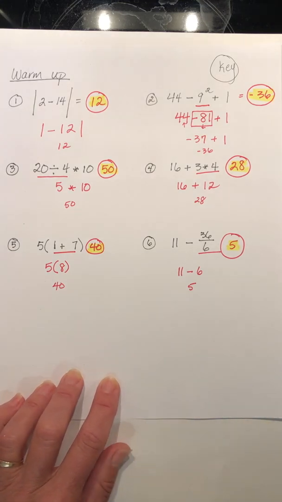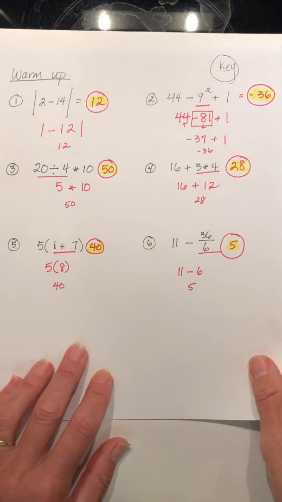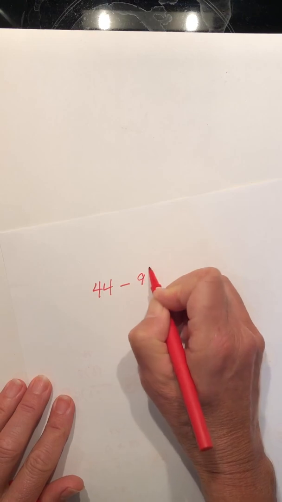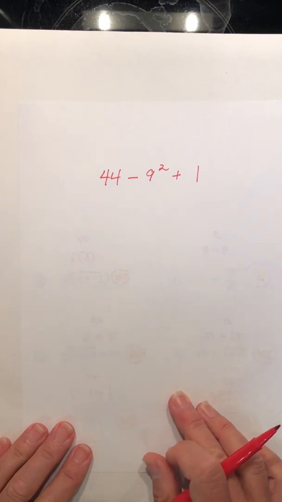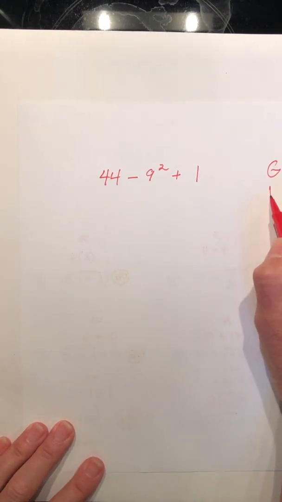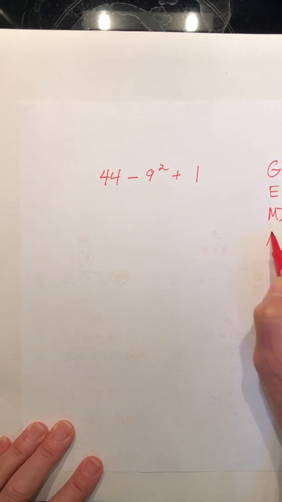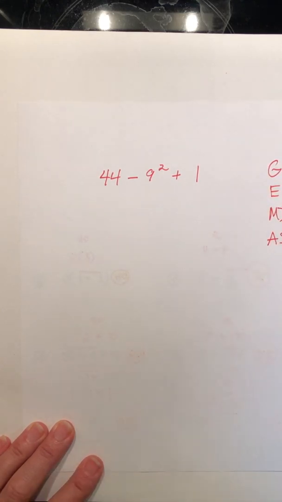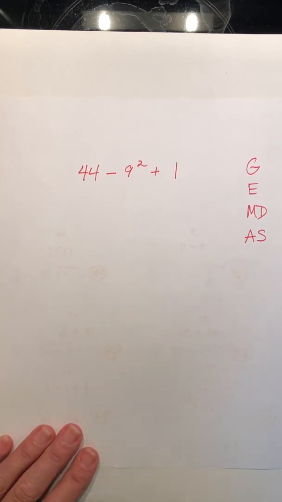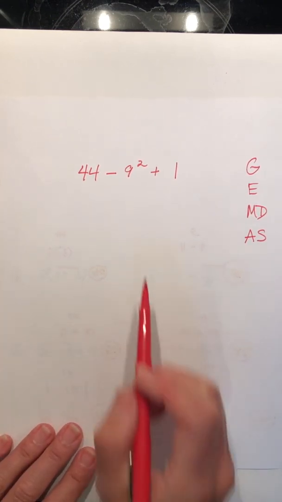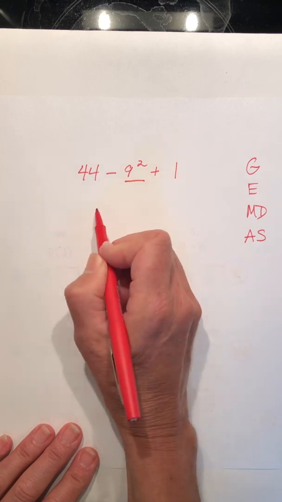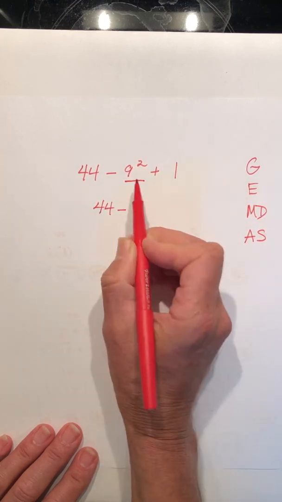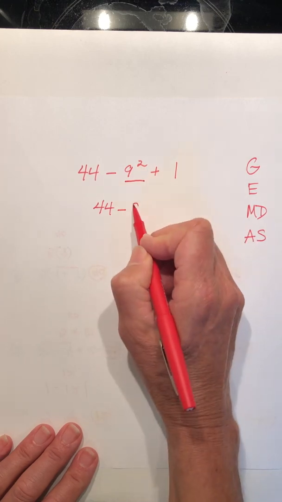And let me get, actually I'll just work on the back of this. So it's 44 minus 9 squared plus 1. Okay. So no grouping symbols. I'm actually going to write this on my paper, I think. And when I write it like that, it helps me remember the order. So I'm going to start here. Since I have no grouping symbols, I'm going to go straight to the exponents. So I've got 44 minus 9 squared means 9 times 9, which is 81.